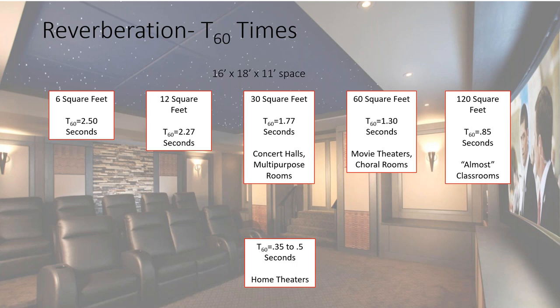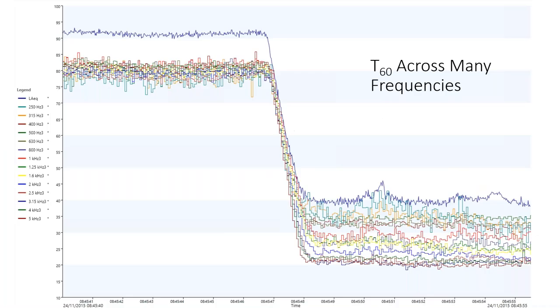What's the T60 time? Well, really in a home theater, you need to look at many, many frequencies. And you can see by this chart, as we go from high frequencies to low frequencies, how those frequencies and those wavelengths interact inside a room is quite different. So it's not enough to just say, what's my T60 time? It's what's my T60 time and at what frequency is it? Matter of fact, even this page doesn't go far enough.